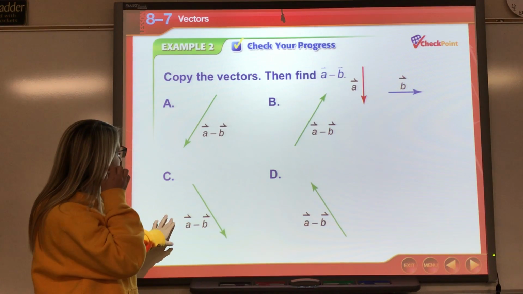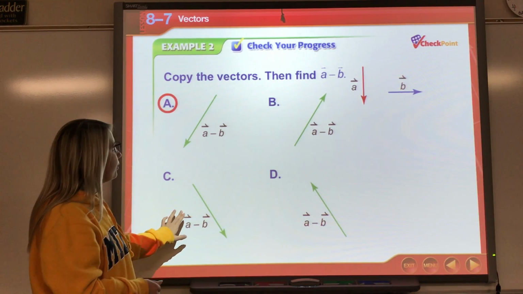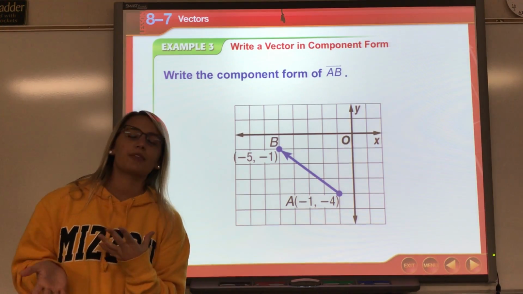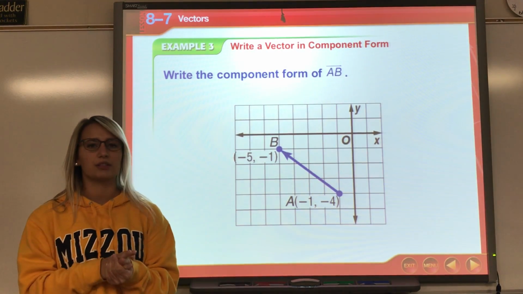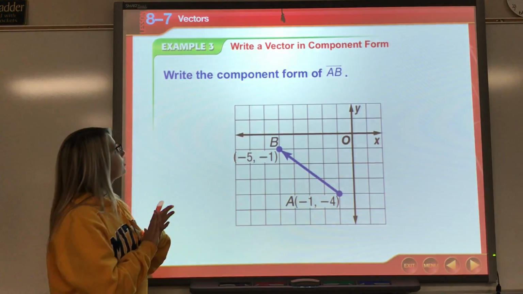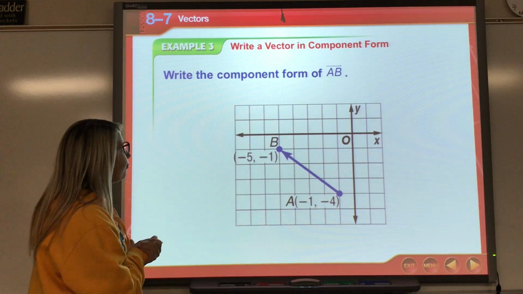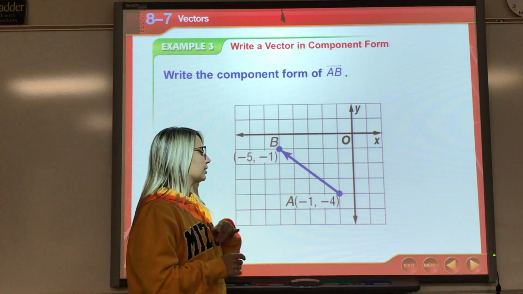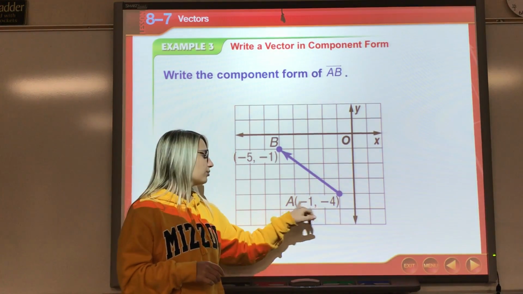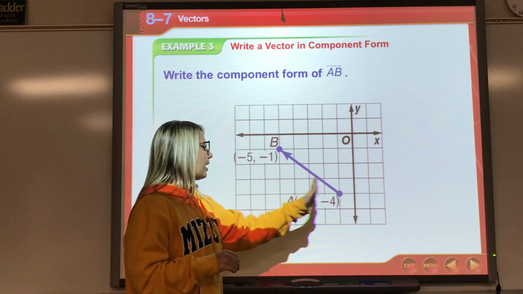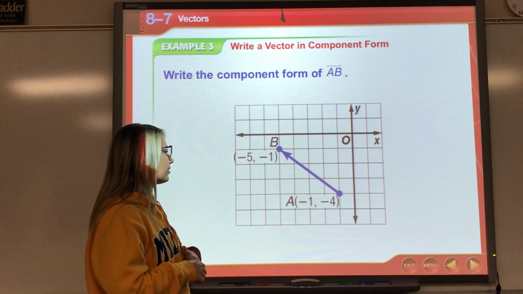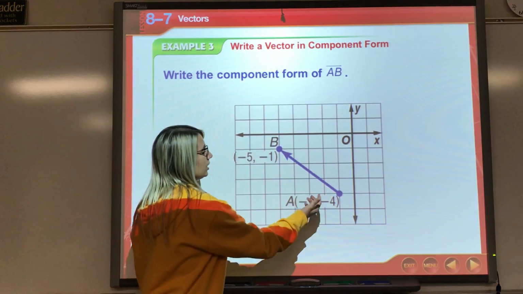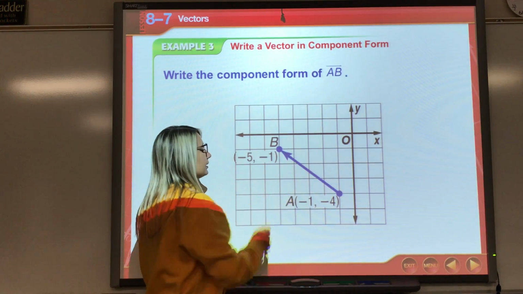So here would be another one that we could do. I'm kind of going to skip through it. Okay, so this is the stuff that we're starting the homework on, so this is what we really want you to know. So we have to write the component form of vector AB. So here's vector AB. We're starting at -1, -4, and then the vector is ending on -5, -1. So really what we want to know is how are we getting from A to B?